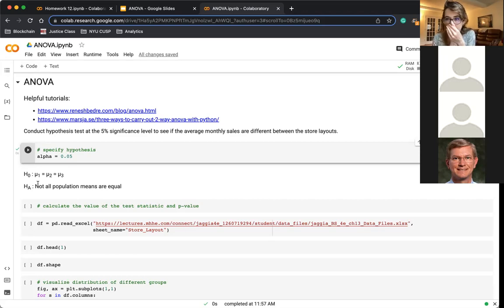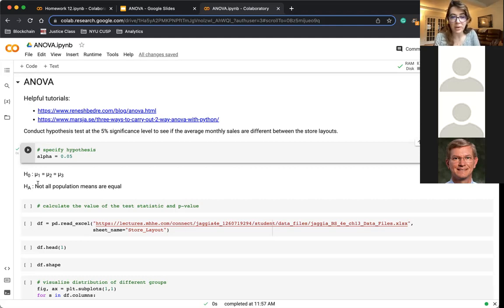Okay, thanks. I think I'm more question specific here. So here it says conduct a hypothesis test at the 5% significance level to see if the average monthly sales are different between the store layouts. And I'm wondering from that statement how you got the null hypothesis mu1 equals mu2 equals mu3. Like, can you talk about that process?